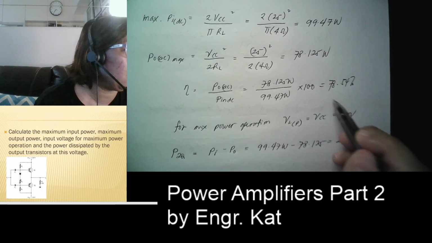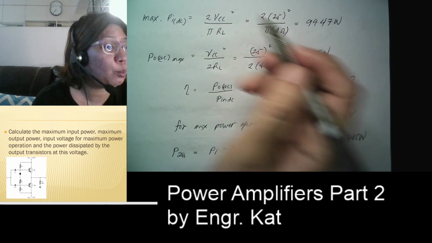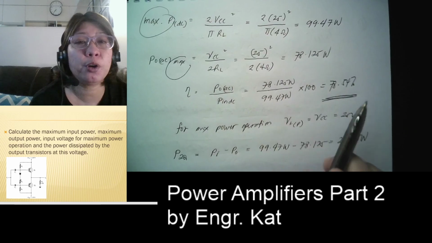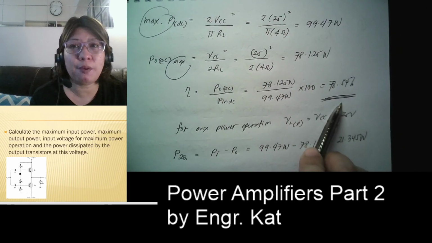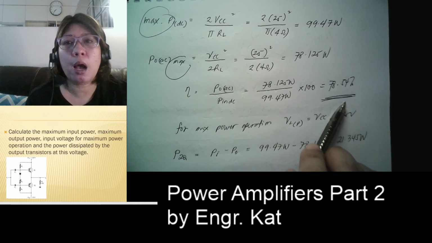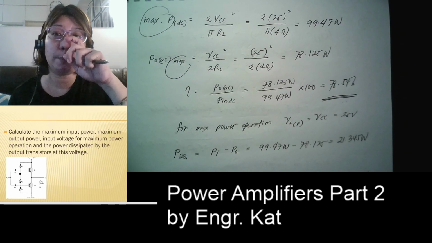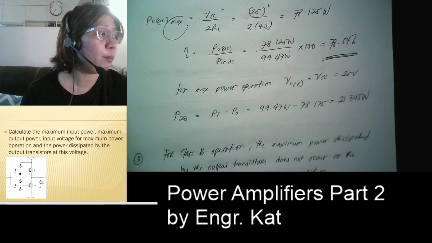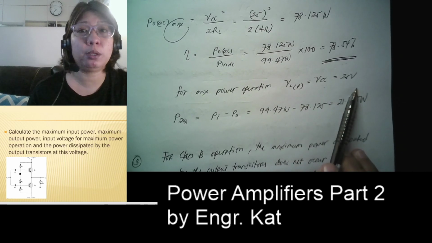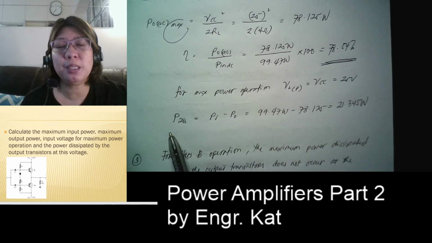And we get 78.54. So, do we expect this answer? Yes. Why? Because we make use of the maximum value. If we use the maximum value, of course, we can have the maximum theoretical efficiency of 78.54. Now, for the question of what voltage we are going to make use of for this maximum power operation, of course, we are going to make use of the peak load voltage, which is equal to your VCC, which is equal to 25 volts.